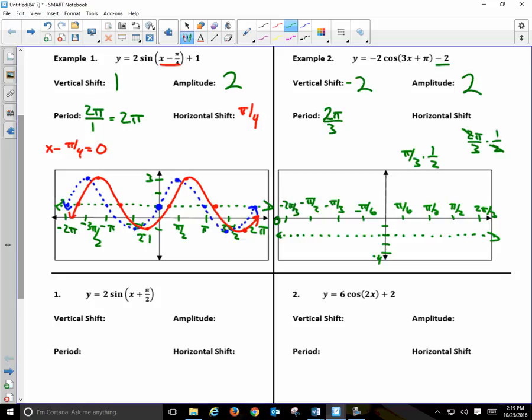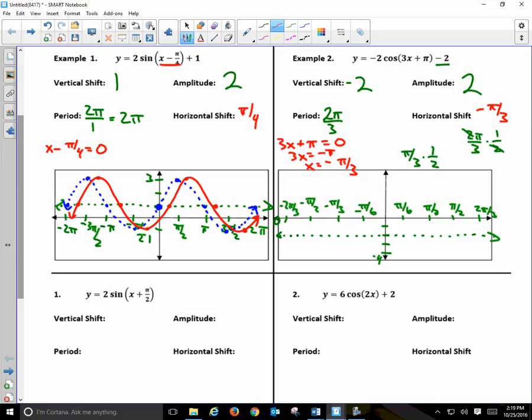Okay, that's good. So I divide up my period. Is there a horizontal shift? Yes, there is. I have to take the inside and set it equal to 0. So I get 3x is equal to negative pi. So x is equal to negative pi over 3. Right? When we solve the inside equal to 0, we get negative pi over 3.